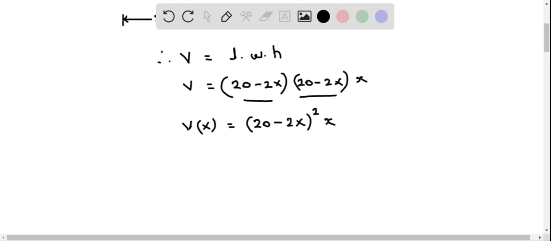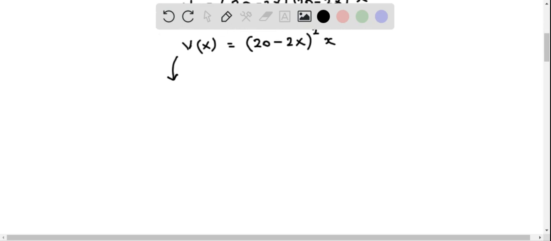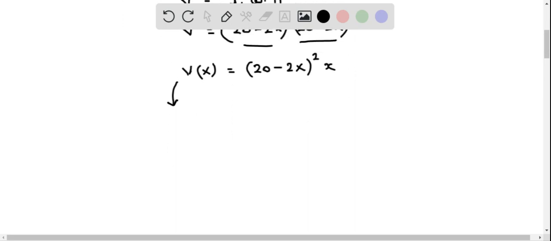Now we want to find the x such that the volume is maximum. So considering this volume as the V of x function, we first find the critical point of this function by setting the first derivative equal to 0. So let's do that. I'm going to find the derivative of this V of x. Before I do that, I can simplify this by multiplying these terms. So I'm going to expand this binomial square.